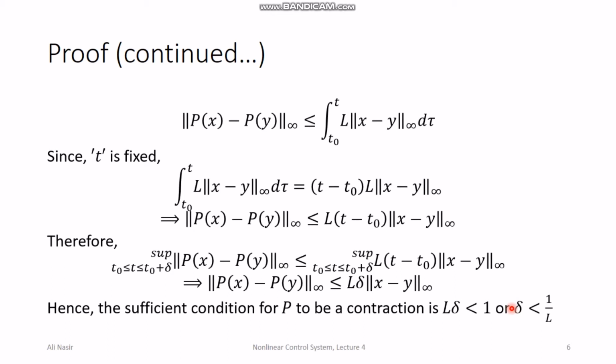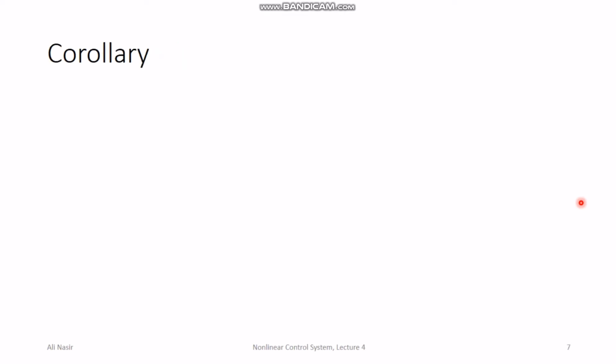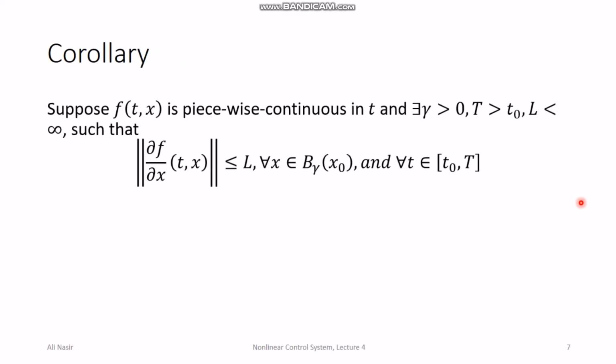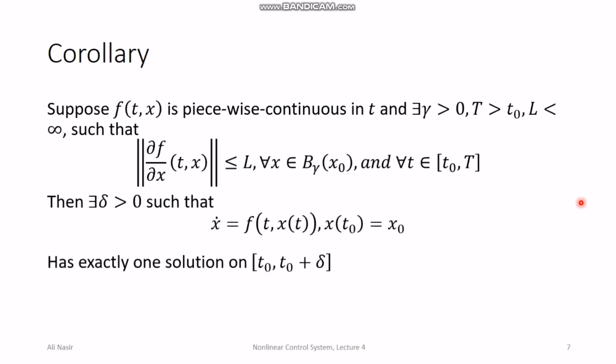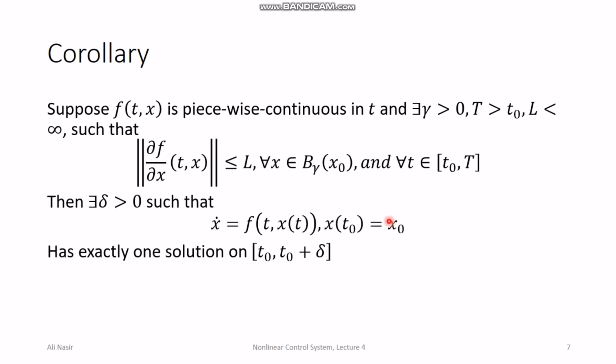And what is the condition? The condition is that delta has to be less than 1 over the Lipschitz constant for the f of t comma x function. So the corollary is that if the magnitude of the Jacobian is less than some Lipschitz constant, then you will still have exactly one solution on t naught to t naught plus delta. Again, here delta will be less than 1 over L.